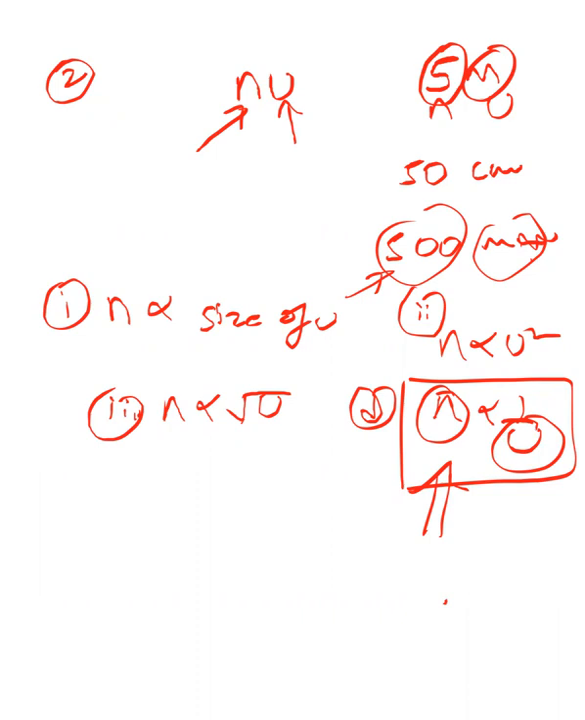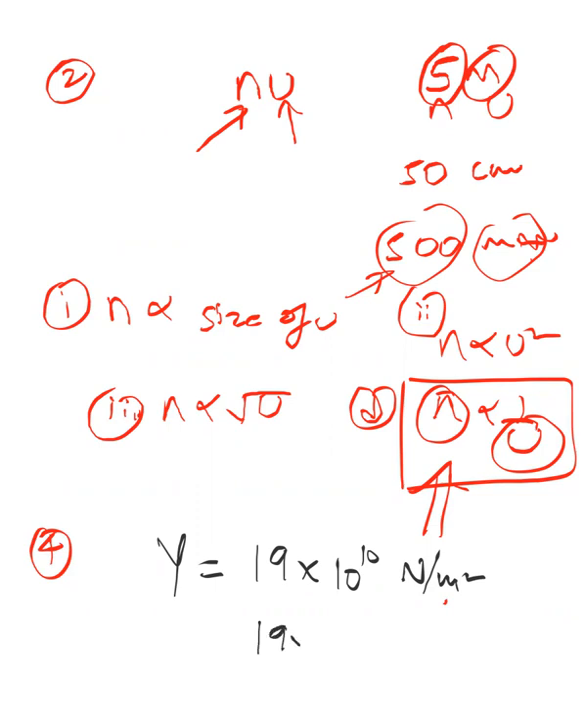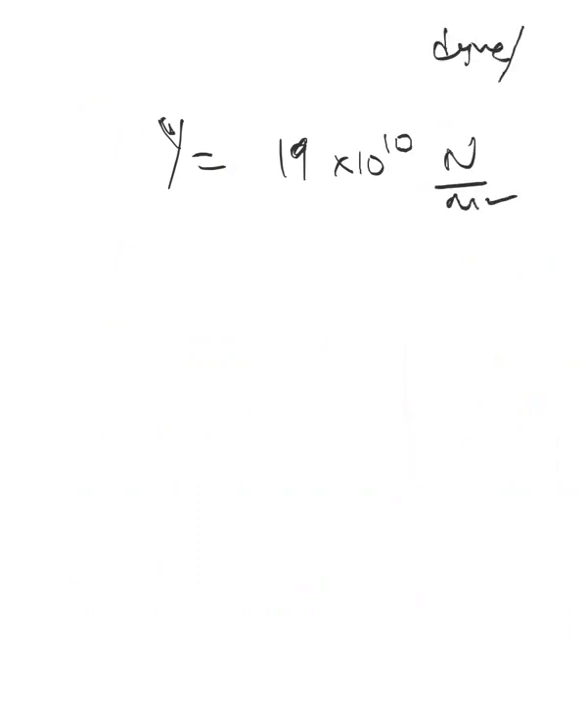Okay, the 4th example now. They have given the Young's modulus of elasticity, that is 19 into 10 power 10 Newton per meter square. Express it in dyne per centimeter square. I'll tell you step by step. They are asking us to express it in terms of dyne per centimeter square.